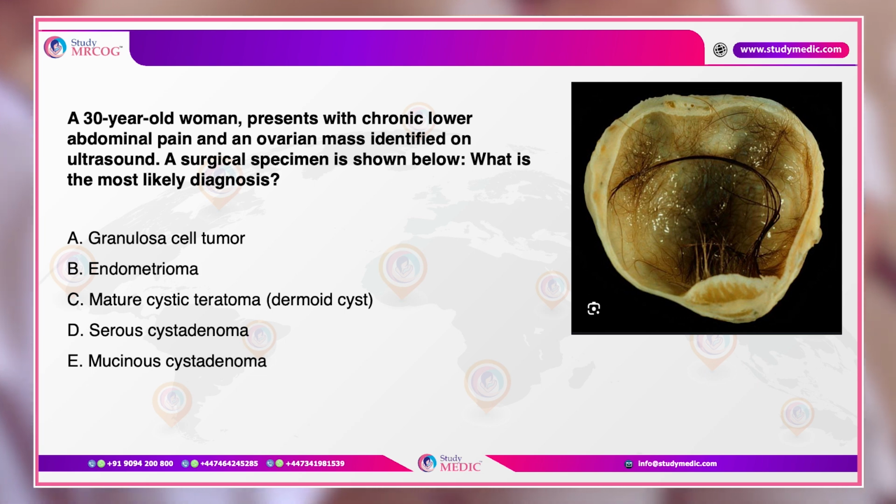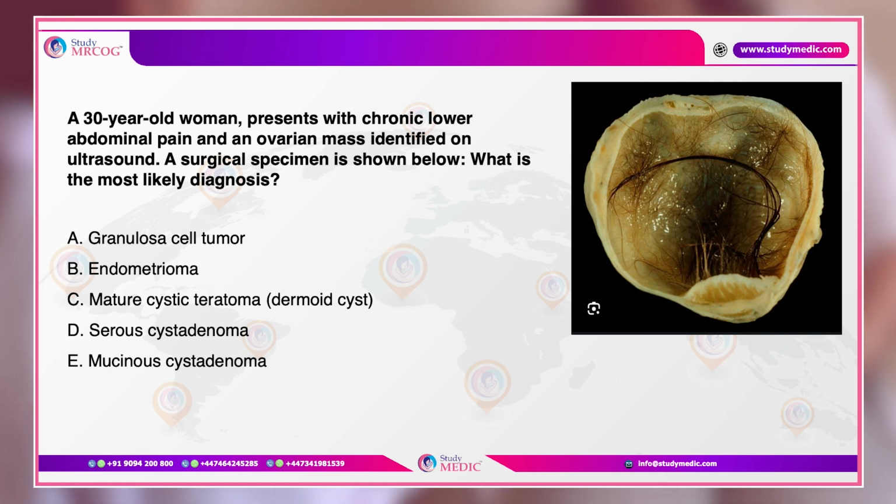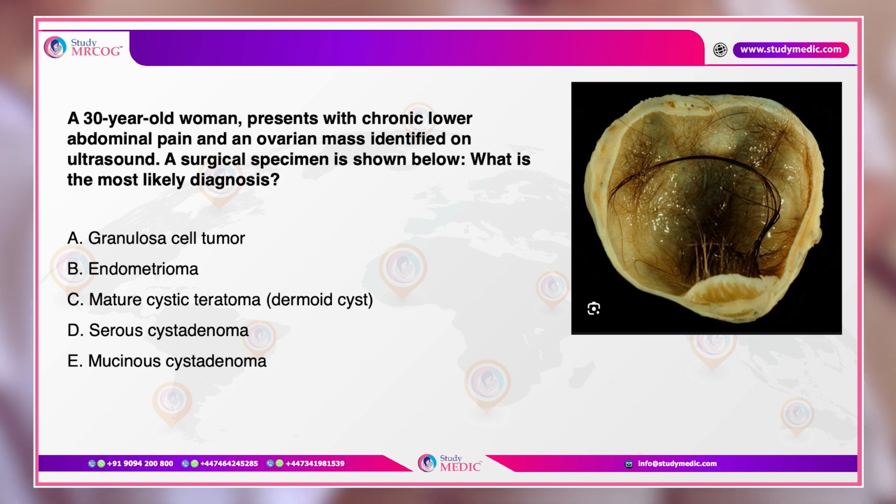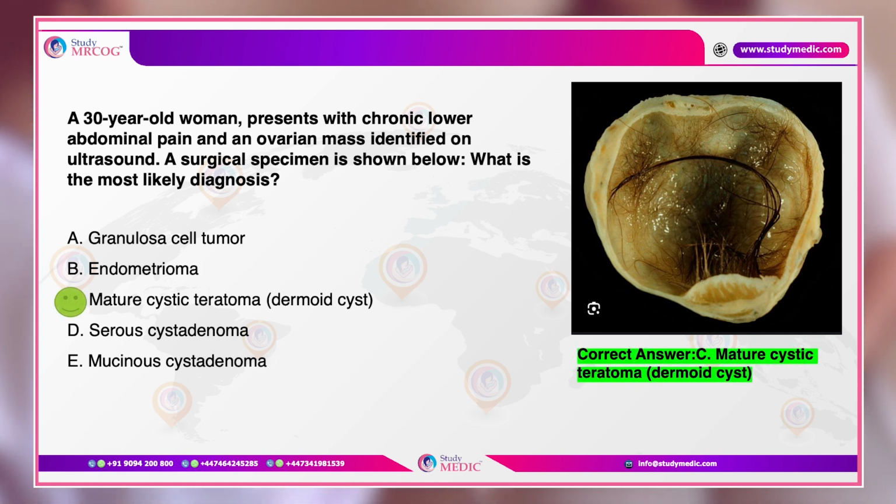So, clearly you can see a lot of things within this cavity of this tumor. What do you think it is? Is it a granulosa cell tumor, endometrioma, mature cystic teratoma, or a dermoid cyst? Or is it a serous cystadenoma or a mucinous cystadenoma? Our answer here is mature cystic teratoma or a dermoid cyst.